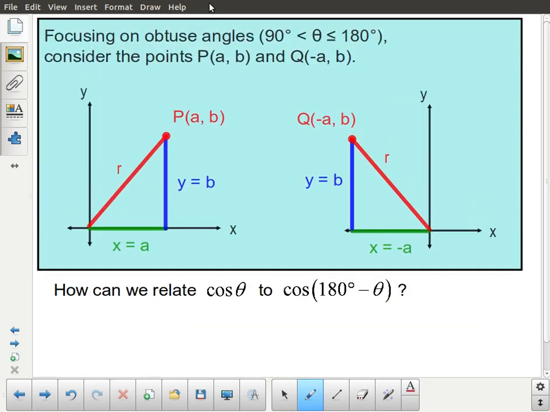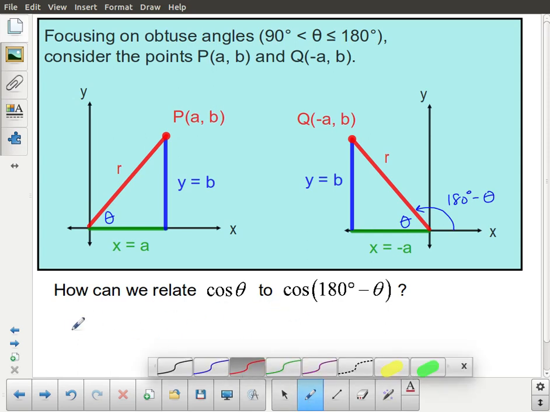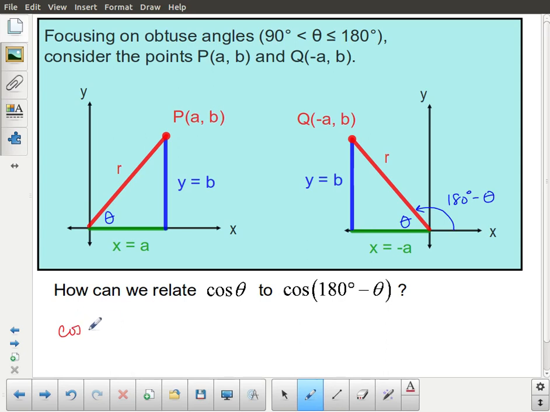All right, this is the exact same setup we had before. And so now asking the same questions, here's the angle theta, which means this is the angle 180 degrees minus theta. How about cosine? What's the definition of cosine? I'm going to just write it down here from memory because you're going to want to know these things. The definition of cosine is the x-coordinate divided by r.